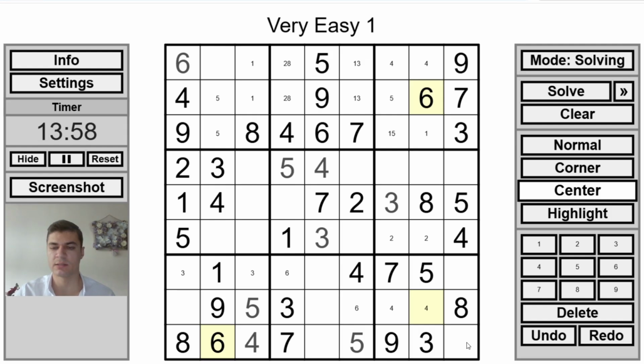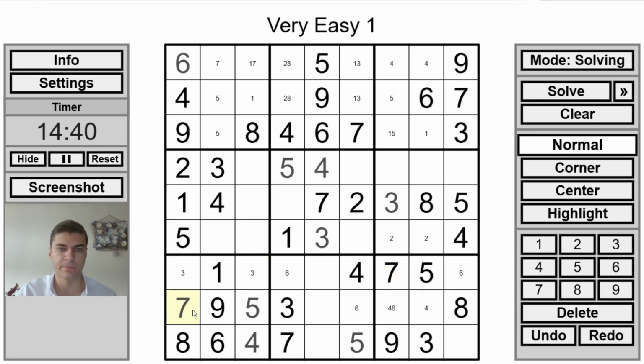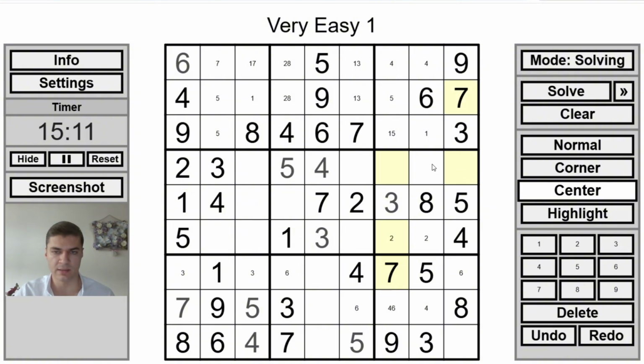Because of this 6 I cannot write 6 here, so one of them has to be 6. So 7. Because of these 7 I cannot write 7 here, so 7 has to be there. Because of this 7 I cannot write 7 here, so 7 has to be there. So because of this 7 these cannot be 7, and because of this 7 these cannot be 7, so 7 has to be one of them.